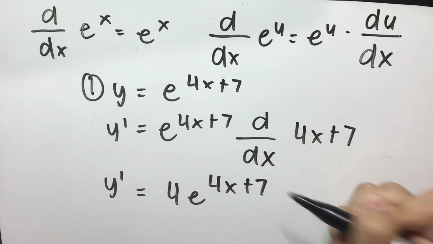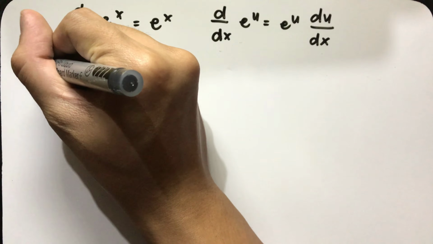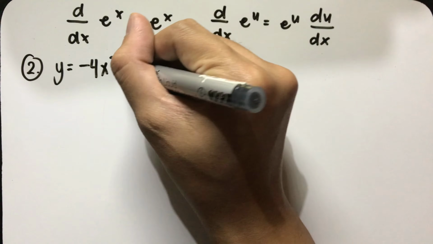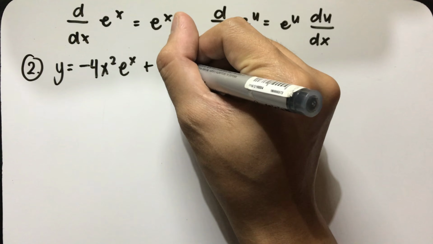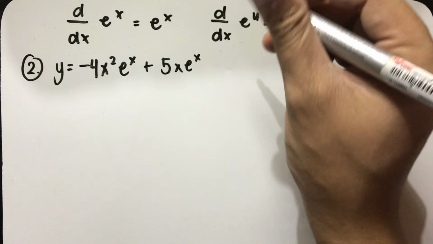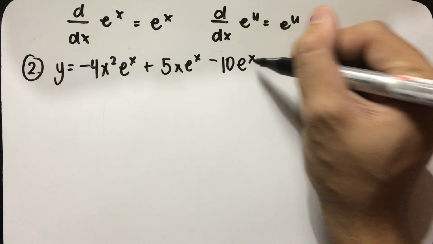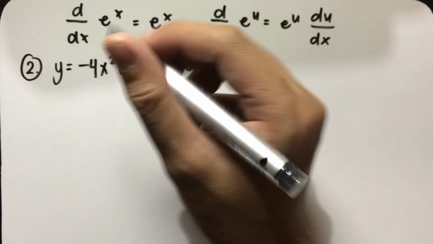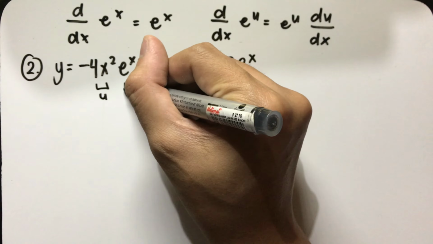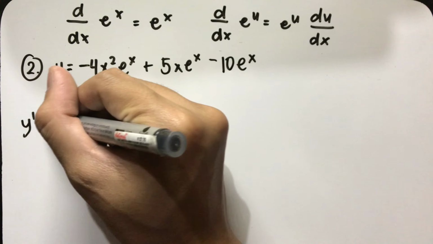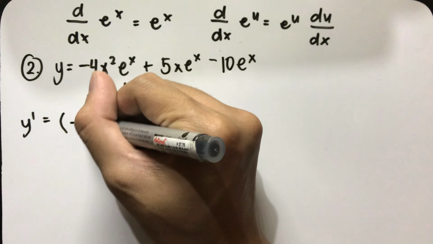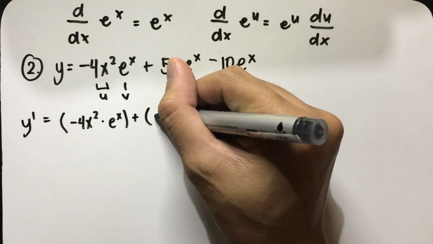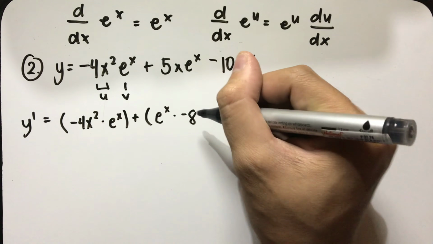So for number 2, y is equal to negative 4x squared e raised to x plus 5x e raised to x minus 10e raised to x. To get the derivative of this, we have to get the derivative for each term. So we let negative 4x squared be u and e raised to x be v. By the product rule, y prime is equal to negative 4x squared times e raised to x plus e raised to x times negative 8x plus the derivative of the second term.